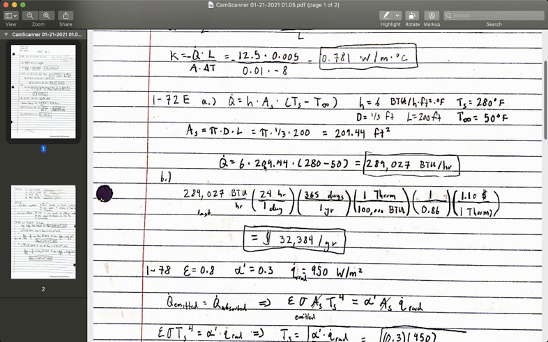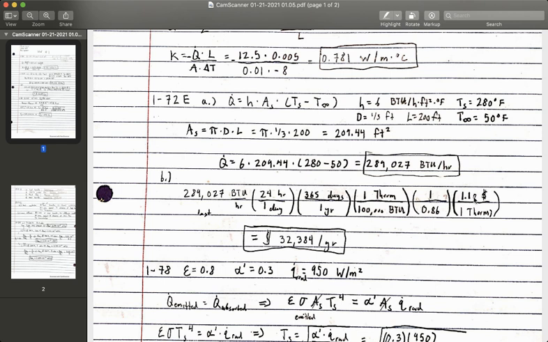And then in the next part, it wants us to figure out how much money this is going to cost us. So this is essentially just dimensional analysis here. We go from BTU per hour to BTU per day to BTU per year to therms per year. And then this process is 86% efficient, so we've got to account for that there.